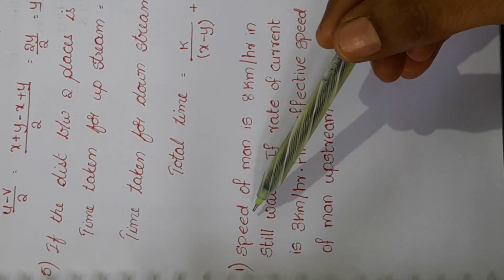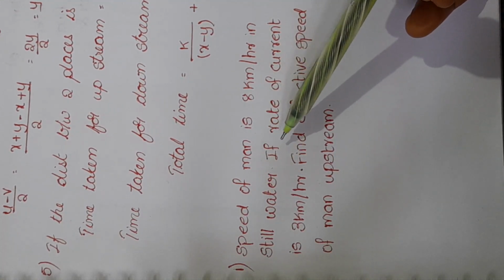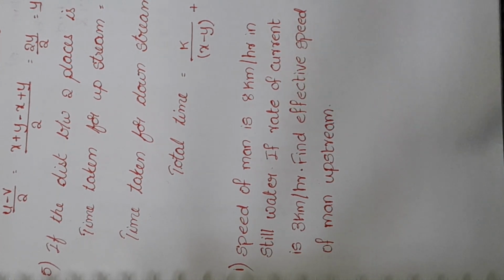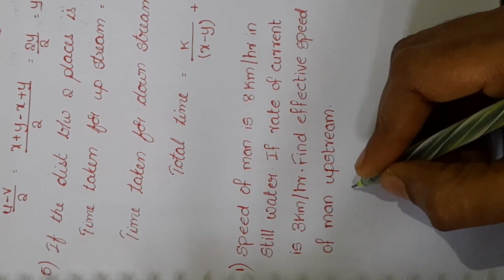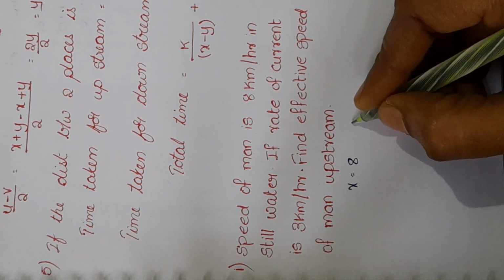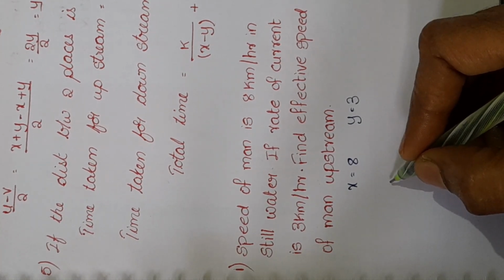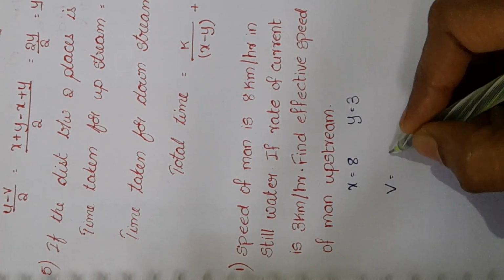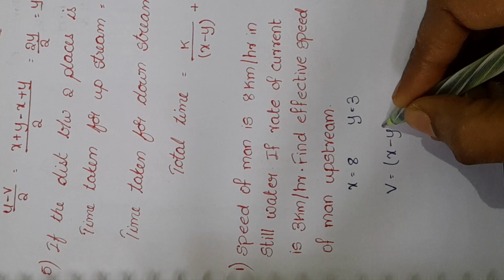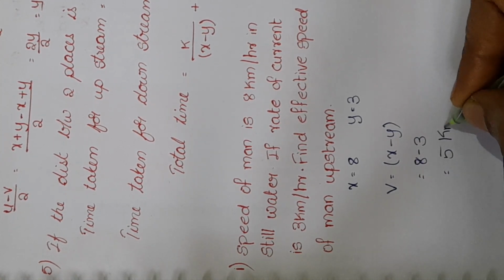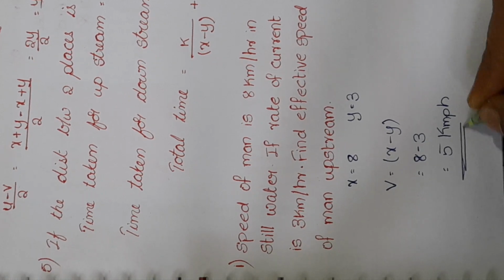See a question first. Speed of the man is 8 kilometers per hour in still water. If rate of the current is 3 kilometers per hour, find the effective speed of man upstream. From the question, we can write x value is 8 and y value is 3. Now find the effective speed of man upstream. Upstream v is equal to x minus y. That is 8 minus 3, that is 5 kilometers per hour is the effective speed of the man upstream.